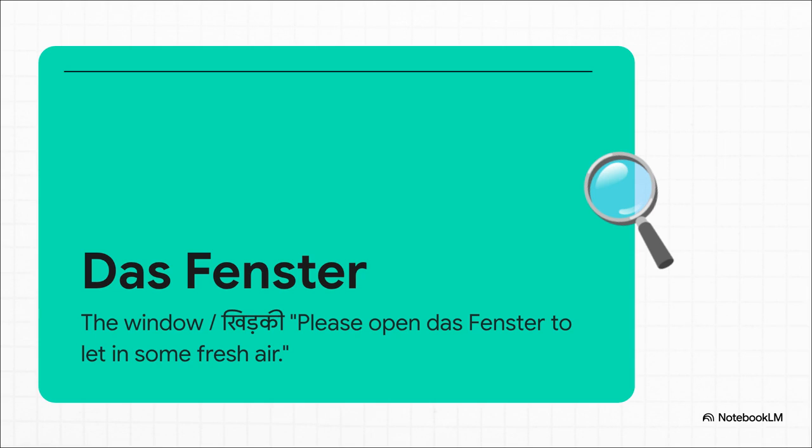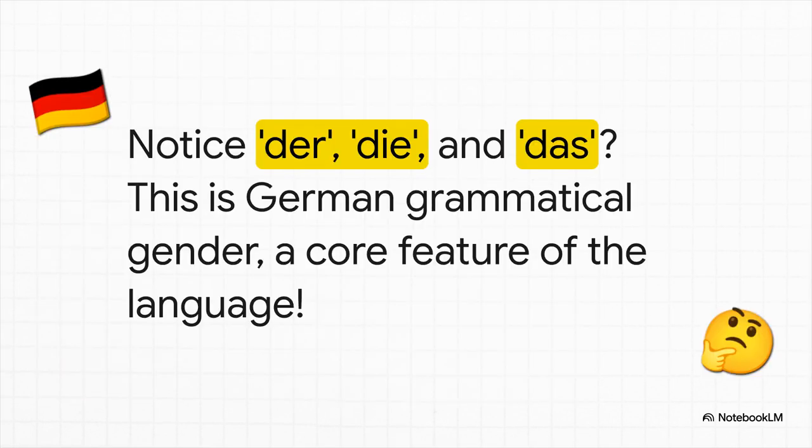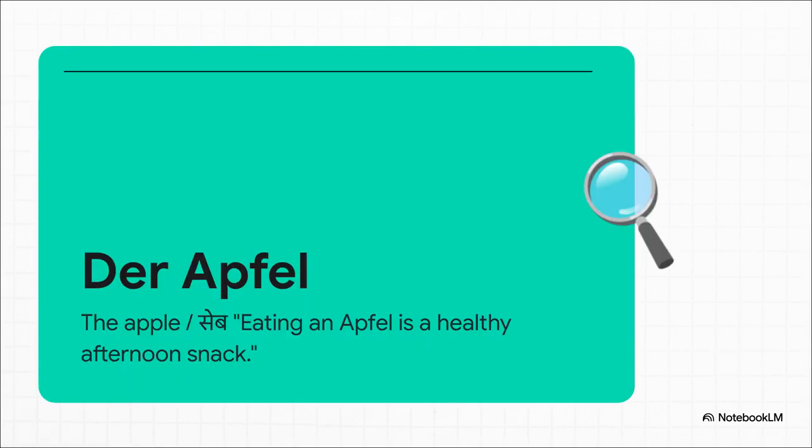Now, hold on. Did you catch the pattern with those first three words? Der, die, and das? What's up with that? So, you just saw der, die, and das. They all mean the, but, and this is so cool, in German, every single noun has a gender. It can be masculine, feminine, or neuter. This is a core concept called grammatical gender, and learning the noun with its article from the start is a total game changer. Let's lock that idea in with one more example. Der Apfel, the apple. And just like that, we've covered our first four nouns and even dipped our toes into some real German grammar. That's a great start, right?